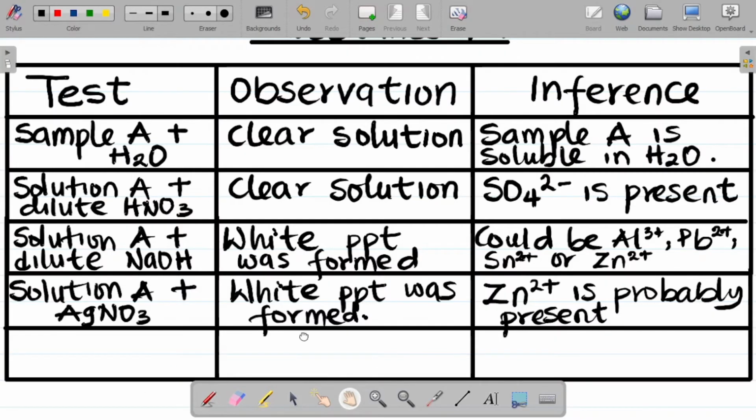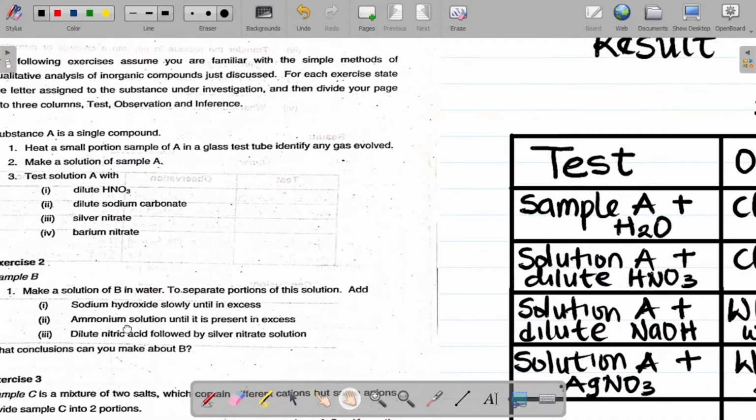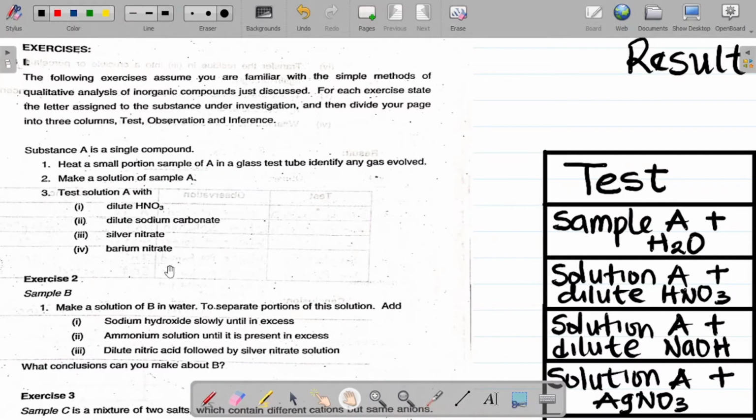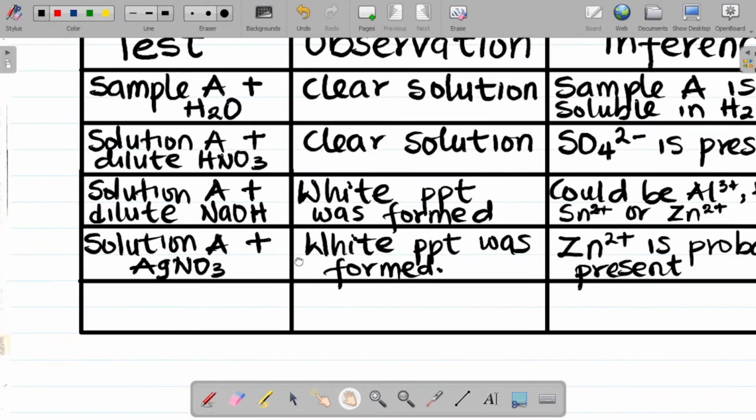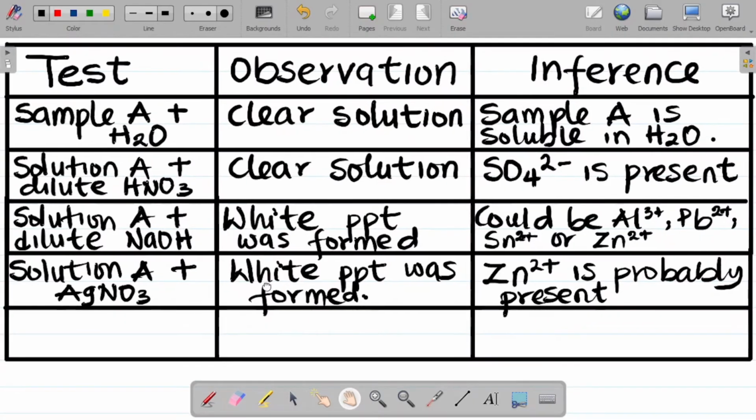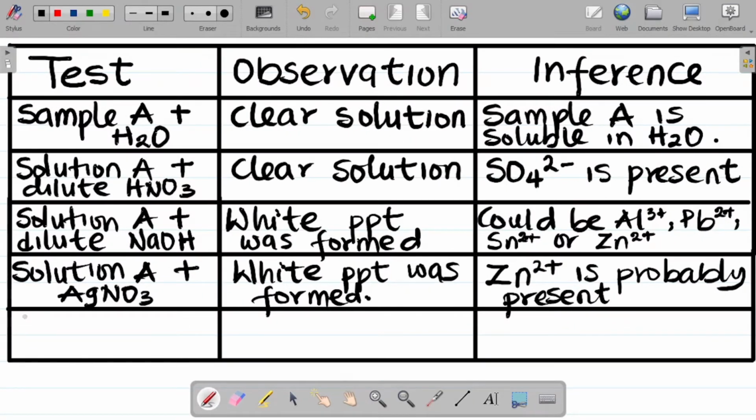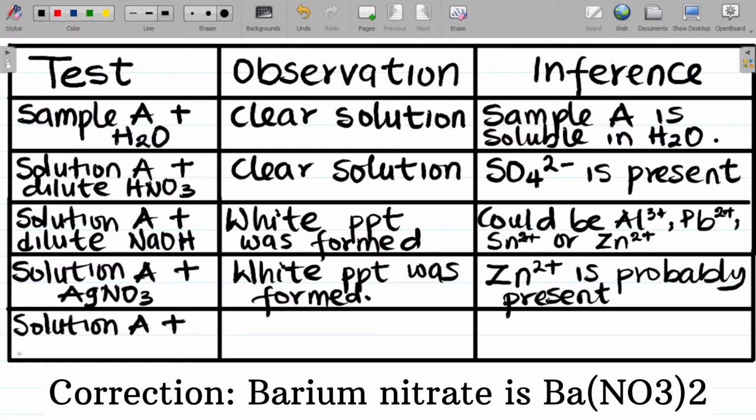So here's my inference. What's the next thing there? I think this is the last one. The last one here is barium nitrate. Barium nitrate is BaNO3. So I would get solution A plus BaNO3, that is solution A plus barium nitrate. When I combine this, what happens there? What I observed was that a bubble evolved.